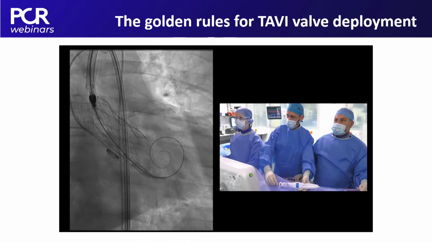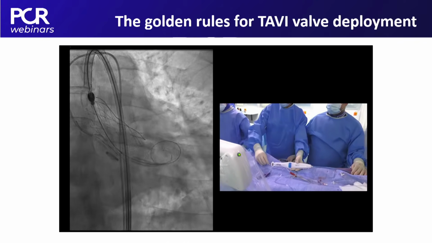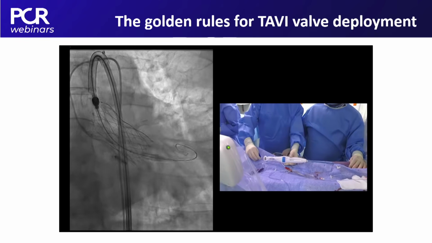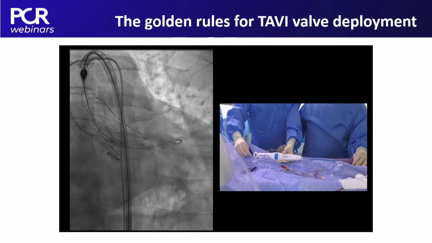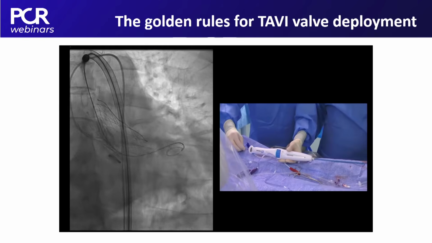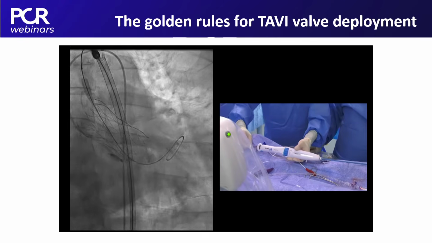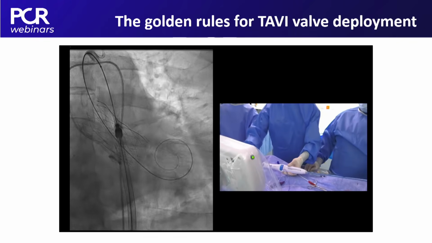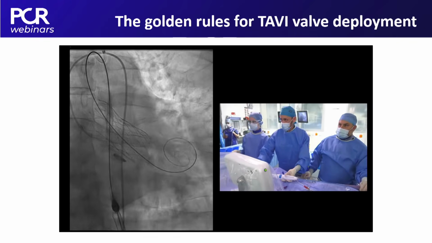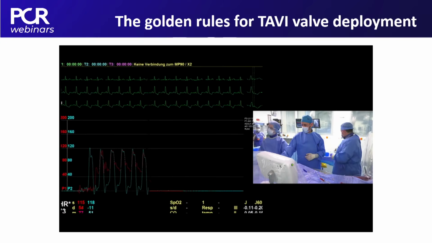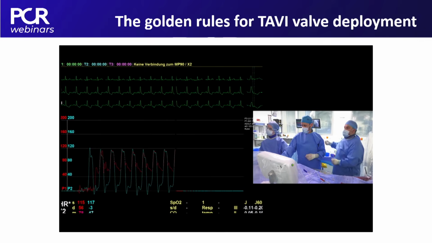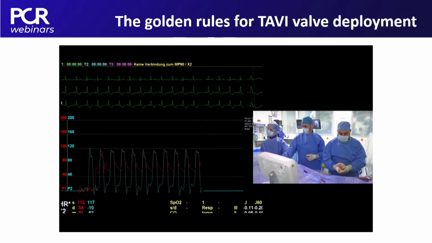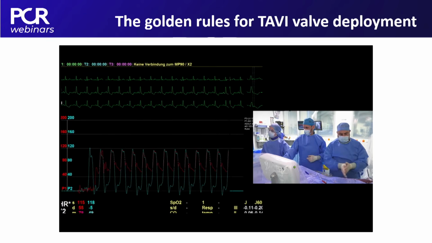So now I slightly pull back the Safari wire to centralize the nose cone, and we remove the system by keeping the wire in. We recapture the nose cone in the descending aorta. There is no gradient. The end diastolic pressure is really low with a really favorable aortic regurgitation index, so hemodynamics are good.